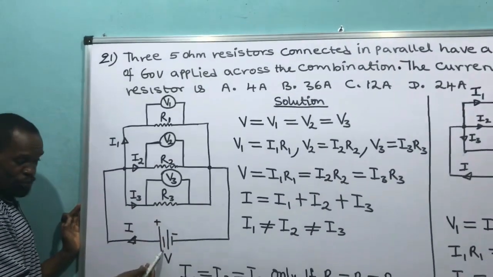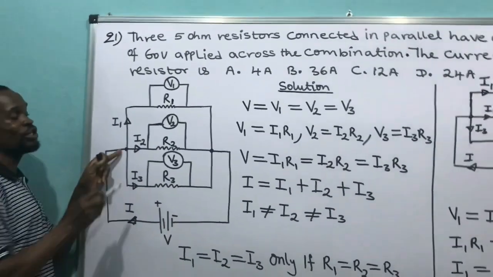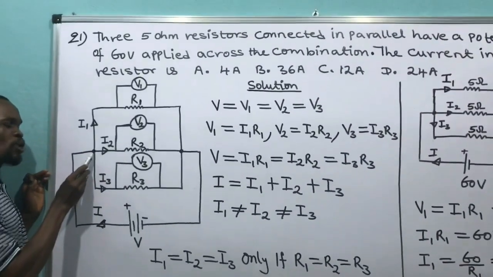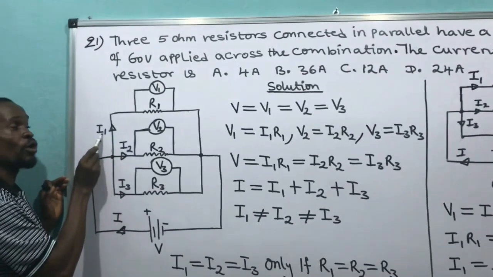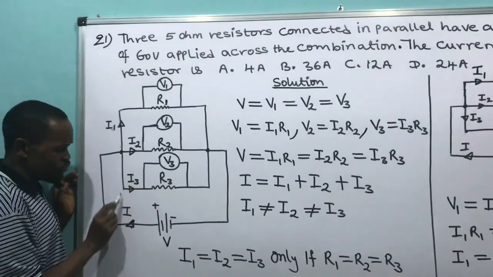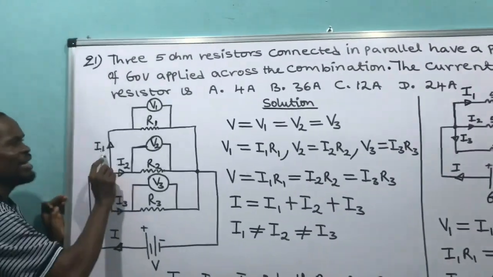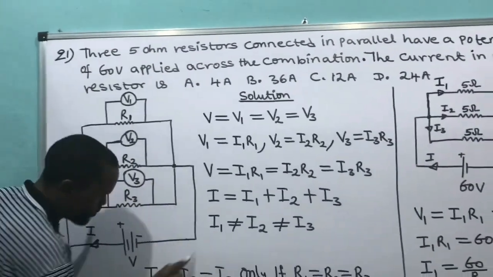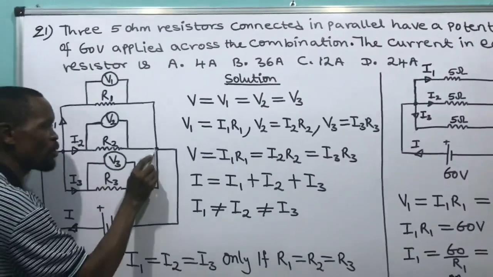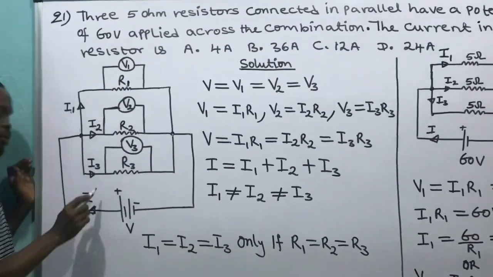This is the current produced by this battery, entering into the circuit. Getting to this point, some of the current will flow this way, which I call current 1. Some will flow this way, I call it current 2. And some will flow like this, call it current 3. And these currents will come back to the battery.